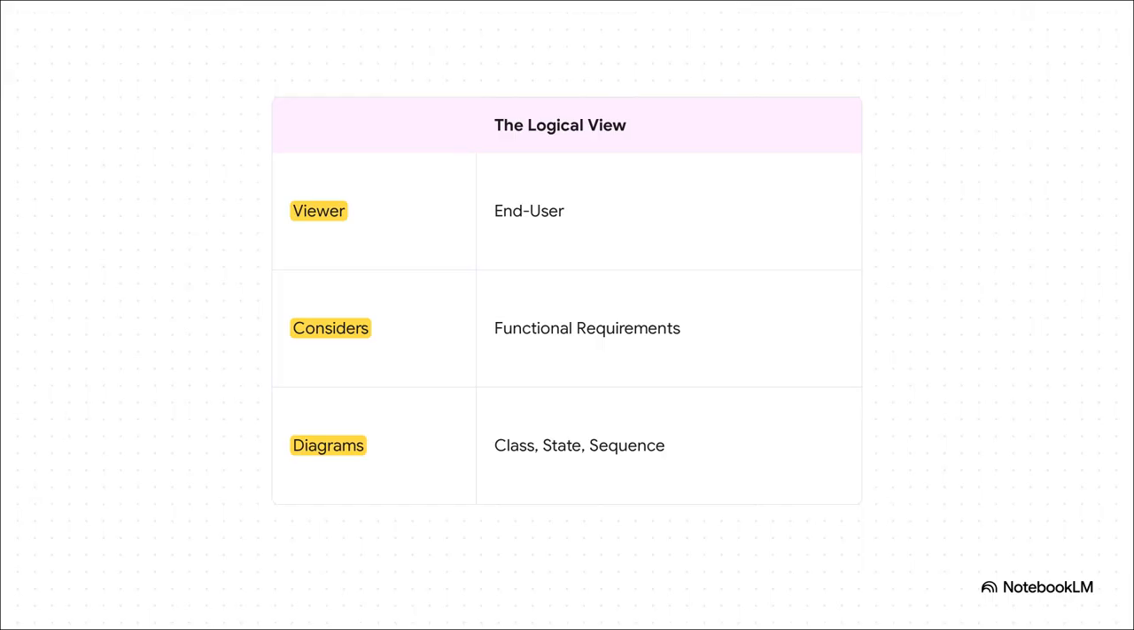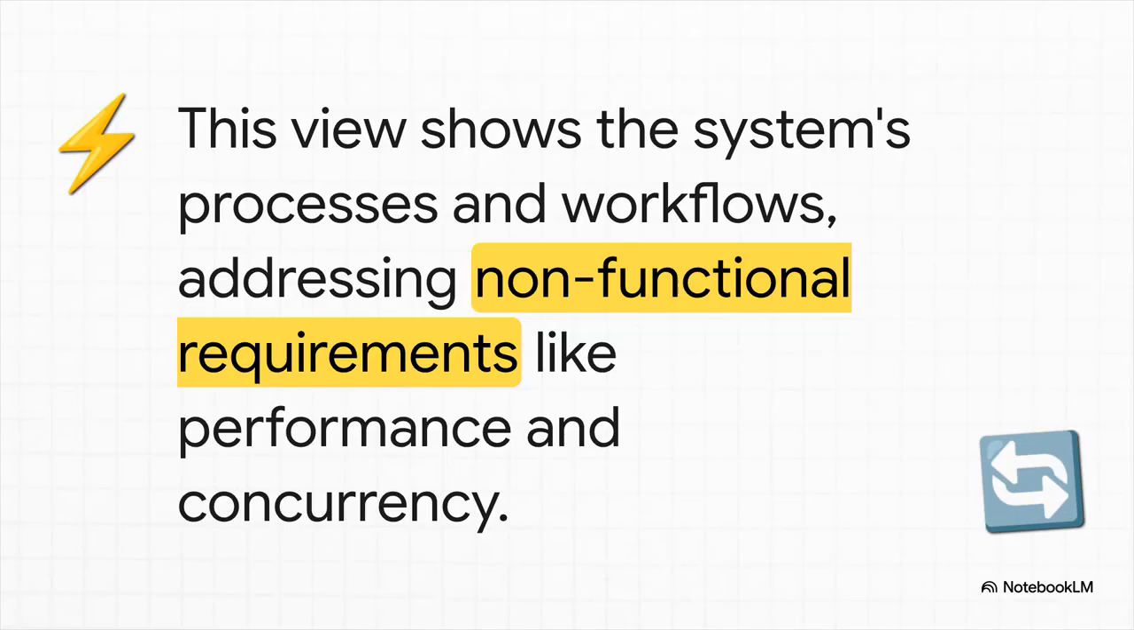This view is made, first and foremost, for the end user. It spells out all the functional requirements, the services the system offers. The blueprint analogy here is just perfect. This is like the client's floor plan. It shows you the rooms, the layout, the spaces, but it doesn't get into the nitty-gritty of the plumbing or the electrical wiring.